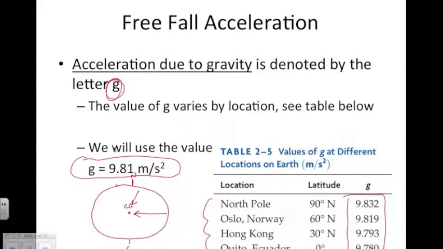That means if something starts at rest and drops because of gravity, or is pulled down because of gravity, it will be falling at 9.81 meters per second the first second, and 2 times that is, I need to do that in my head now, 19.6 meters per second the second, and 3 times that the third second, and so forth. So this is the value we're going to use for gravity, 9.81 meters per second.